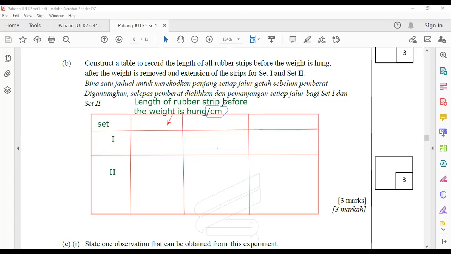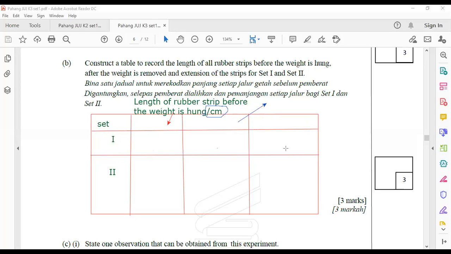Unit as centimeter. Okay. Now for this column, this part here, what are you going to write? You are going to write the same thing from the question here. The length of rubber strip when the weight is removed. Just copy directly. Don't forget about the centimeter. And the last column here, copy this: extension of rubber strips. So again, the unit as centimeter. Just copy back the value that you get just now from up there.